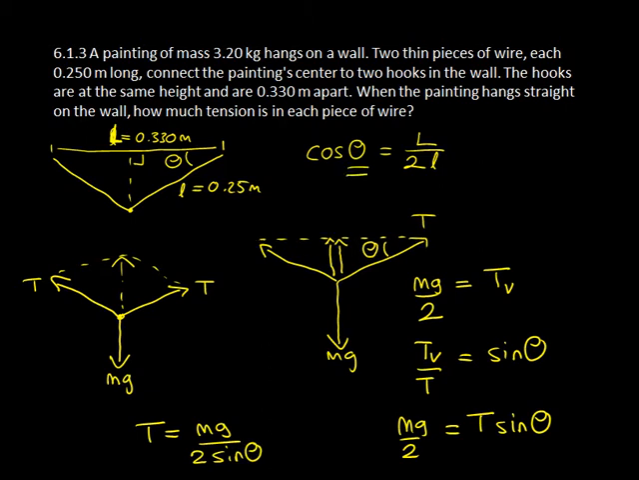So I'll have to figure out the angle from the cosine formula here, and then find the sine and plug it in. Note that because I'm dividing by sine theta and dividing by 2, if the angle's small, sine theta will be small, and the tension will actually be very big. So if I have a very small angle, I'm going to need a very big tension to hold this up. And we'll just see how it comes out.